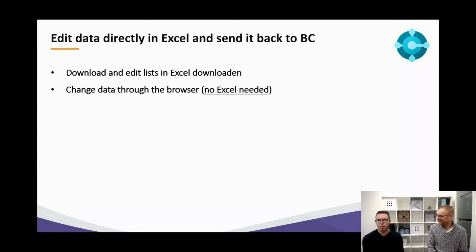Another one about data. You can edit data directly in Excel and send it back to BC. This one is more or less related to the previous one, because when you were working with financial journals, you already had the ability to modify data from within Excel. You could click the Excel button from your journal, it would open Excel, you can modify data there and send it back to Business Central. It was already a powerful, cool feature.